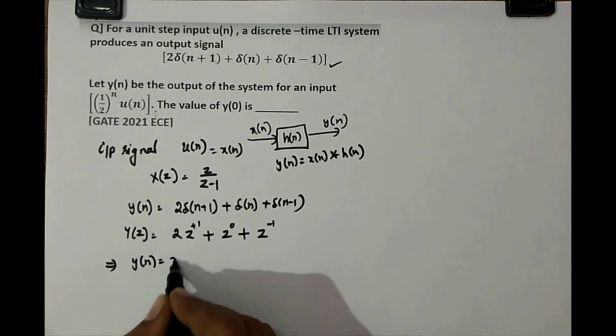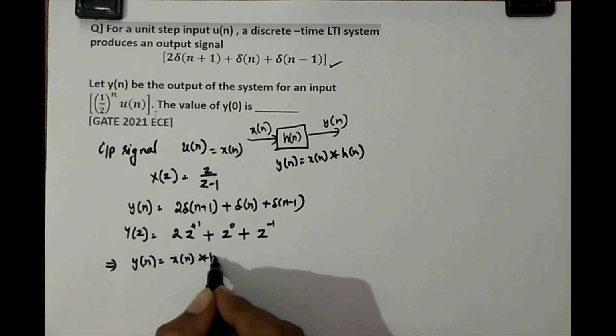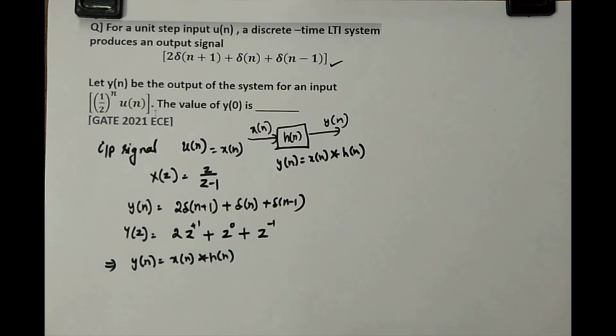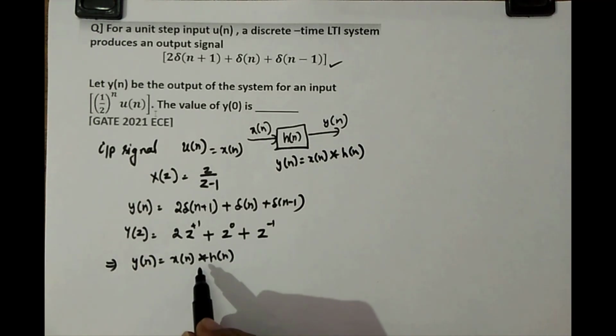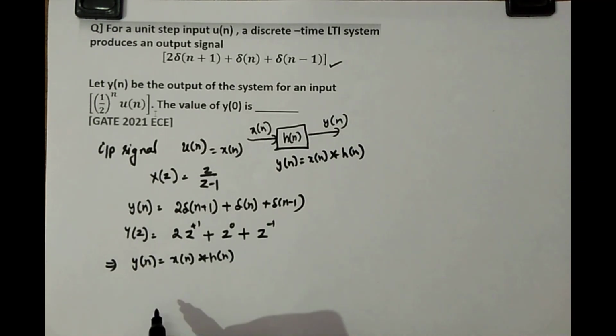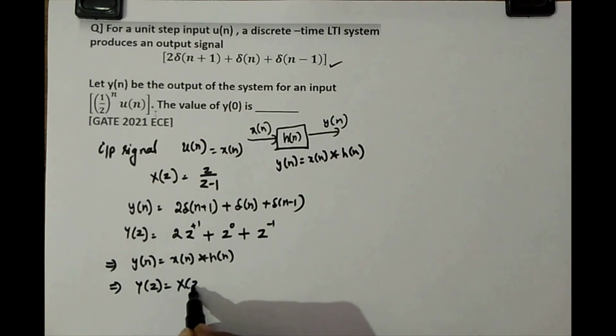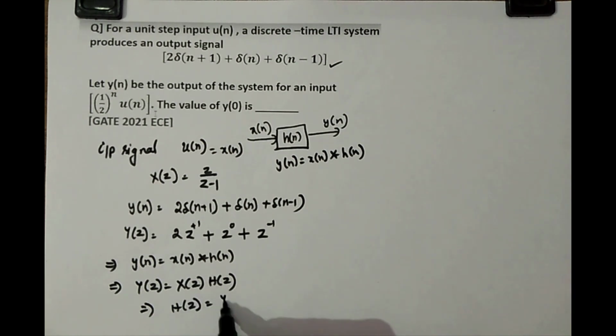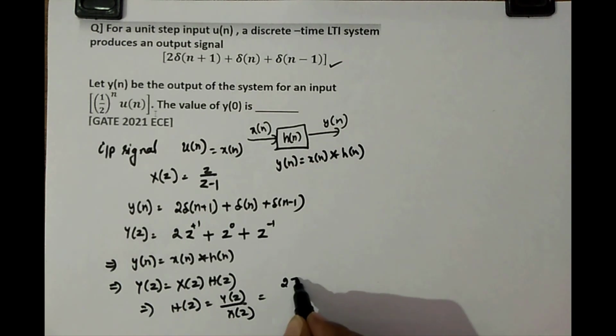y of n equal to x of n convolved with h of n. We know that convolution in the n domain, or discrete domain, is equivalent to multiplication of their Z transforms. So applying that property, Y of z equals X of z times H of z. From this, what is H of z? Y of z by X of z.